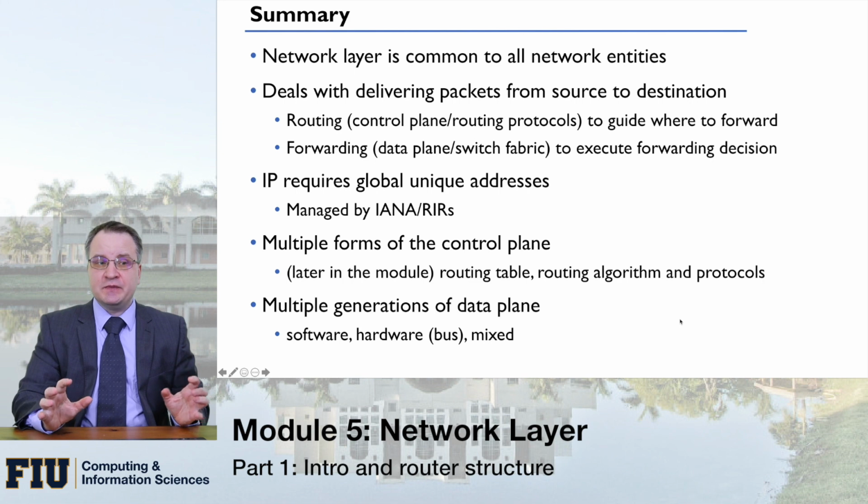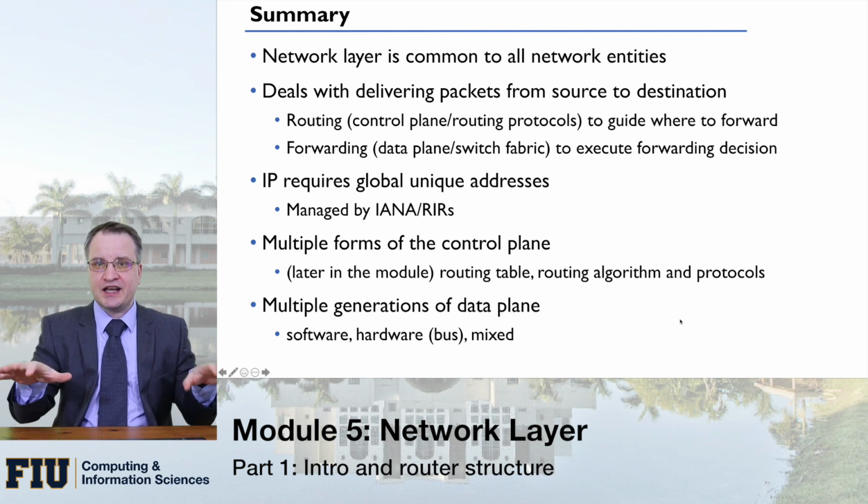Okay, so that would be it for the summary. What I want you to remember for the network layer protocol, for the basic elements, is that the network layer protocol, IPv4 or IPv6, has to be the same for all network entities. So you cannot have one of the routers speaking IPv4 and other routers speaking IPv6. Basically, we're going to have in this case two separate networks that cannot communicate with each other.